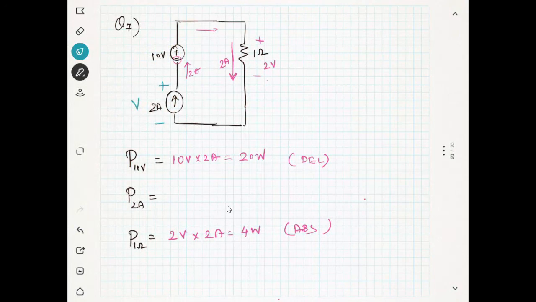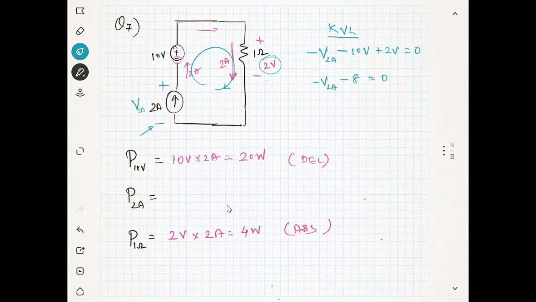Next we want to calculate the voltage across this current source. I can give the notation V2 ampere, the voltage across the current source. So I will write the Kirchhoff law here. Kirchhoff voltage law, I am starting from the position below. You can see minus voltage across the 2 ampere current source, then minus 10 volt. Then the voltage is 2 volt, so plus 2 volt, this is equal to 0. So minus V2 ampere minus 8 equal to 0.